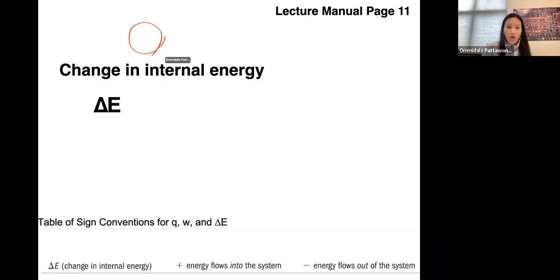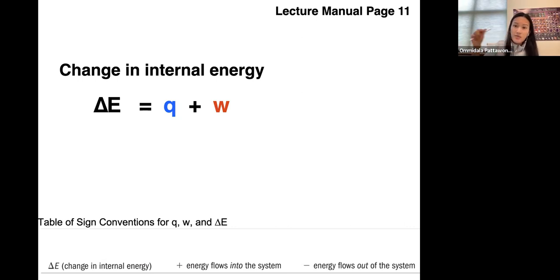Okay, so now I'm gonna tie this back. Why is energy not exactly identical to heat? The reason for that is because this change of internal energy is actually equal to heat plus work. Okay, so the energy is equal to heat plus work.